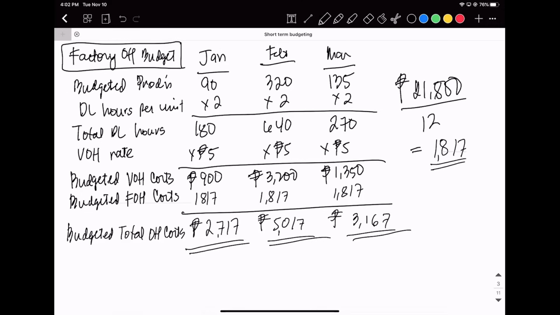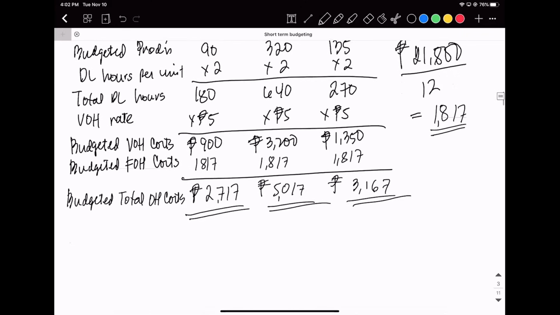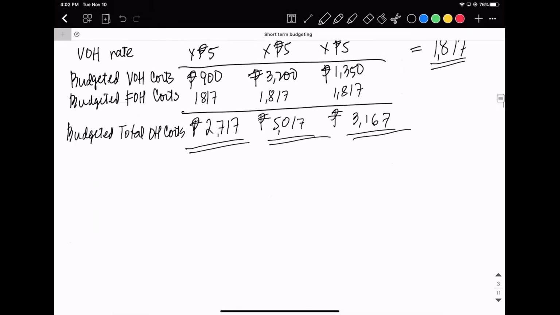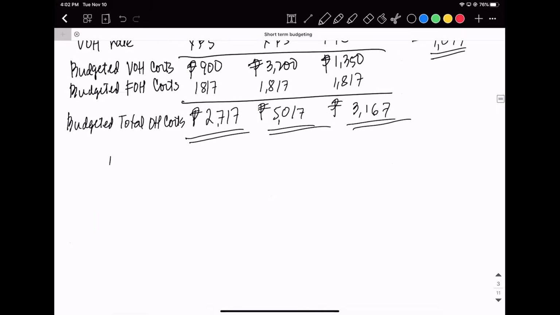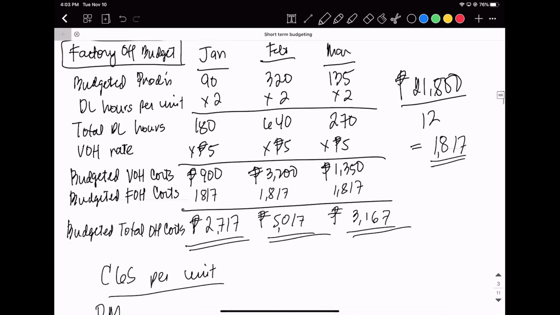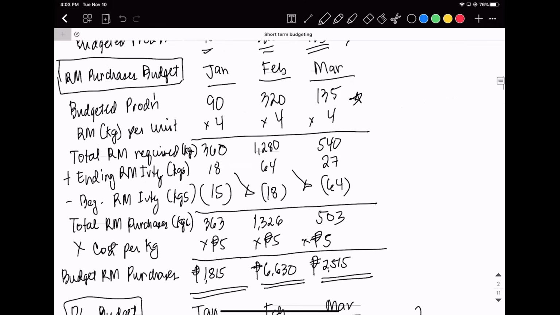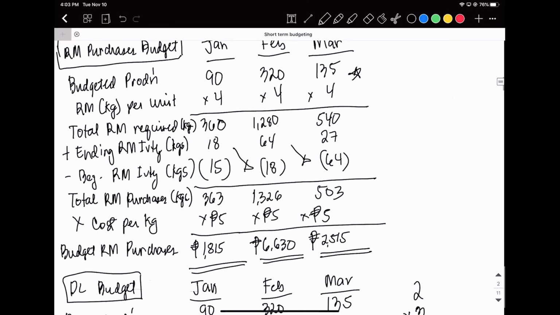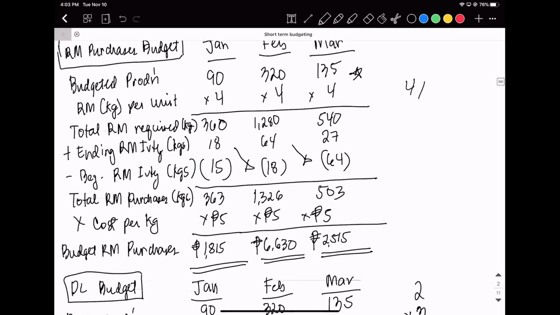Okay, so we're done with the manufacturing components. So pwede na natin computein ang cost of goods sold. Paano? Kunin mo ang cost of goods sold per unit, CGS per unit. Mag-umpisa ka dun sa direct materials. For every unit, ang requirement ay 4 kilograms per unit.